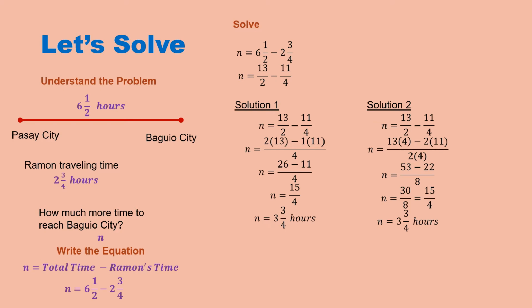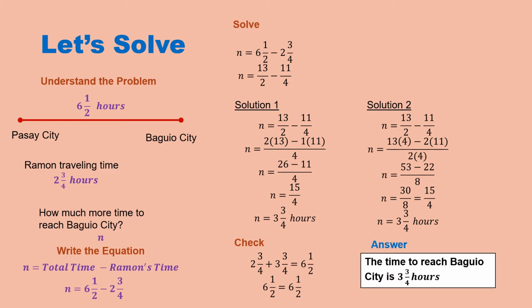Hours. So we need to write now our answer. But before that, we need to work out our checking. When you check, you add 2 3/4 plus 3 3/4. That's how we get the similar fraction to check it. That's one of the strategies. So the answer is 6 1/2. So the answer is that the time to reach Baguio City is 3 3/4 hours.